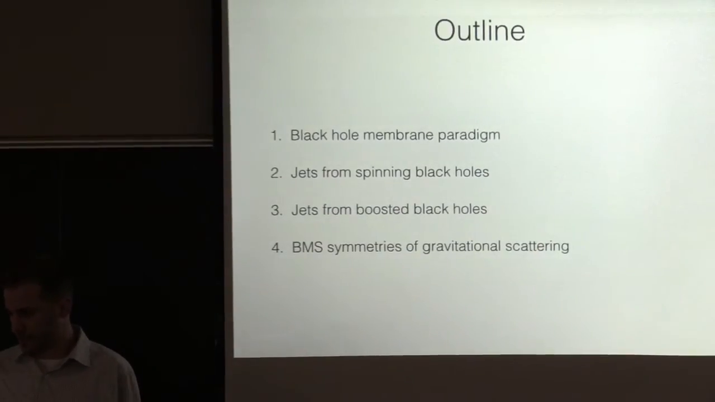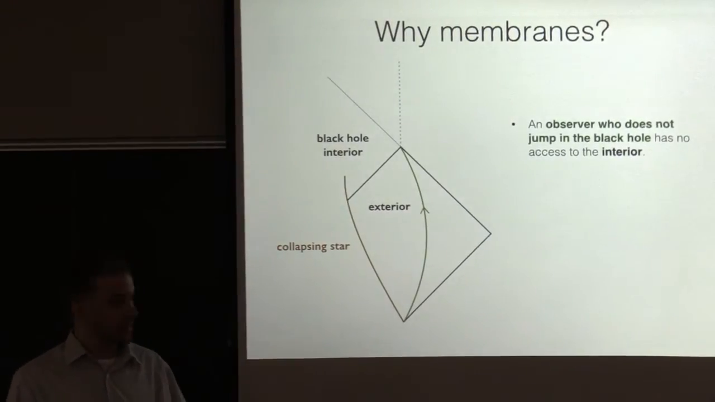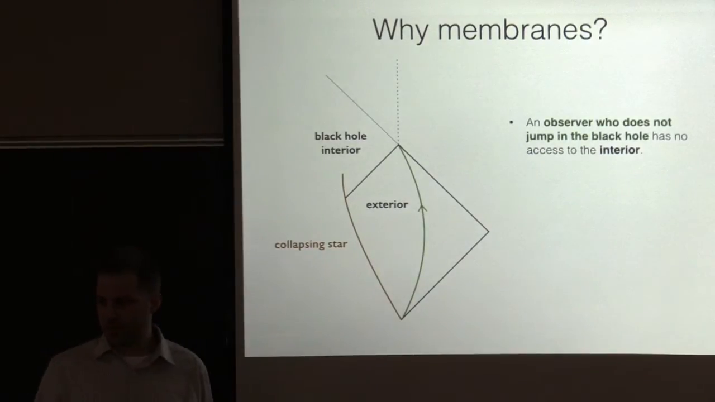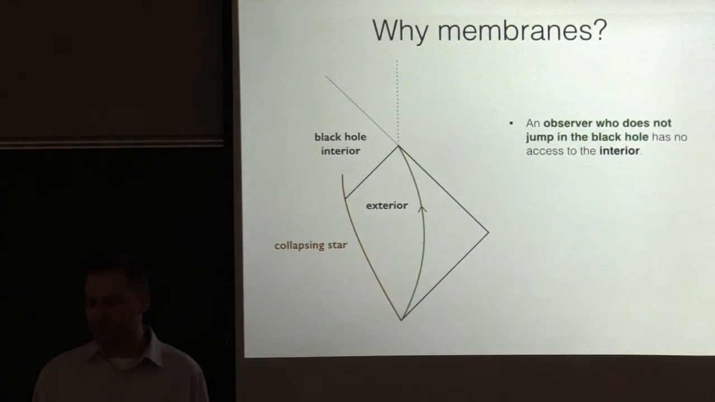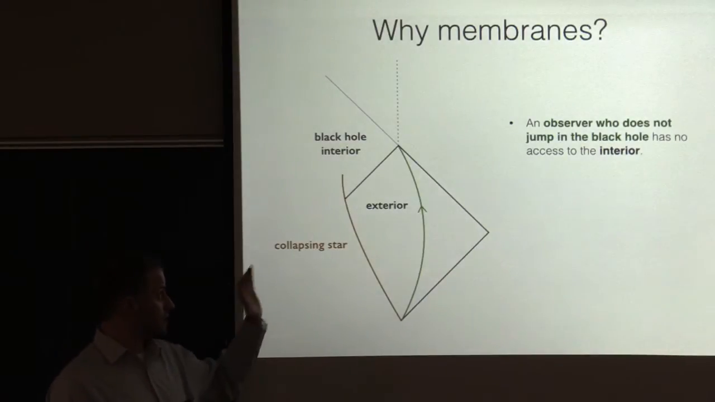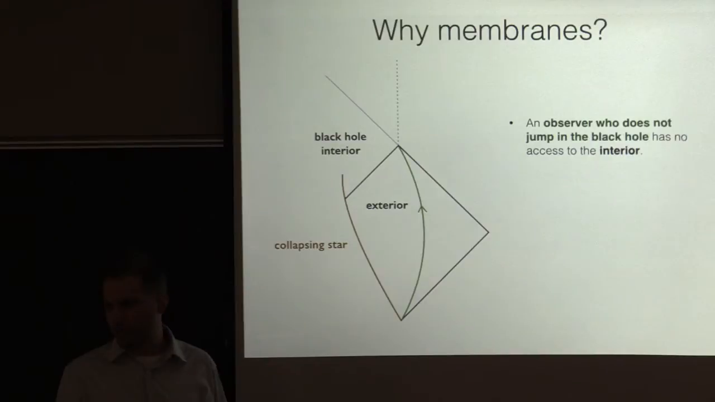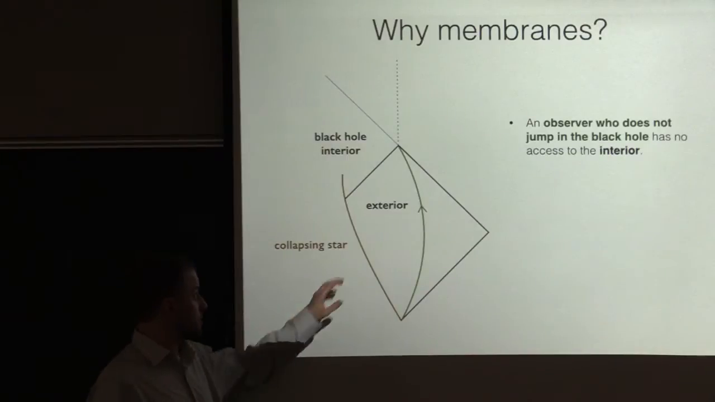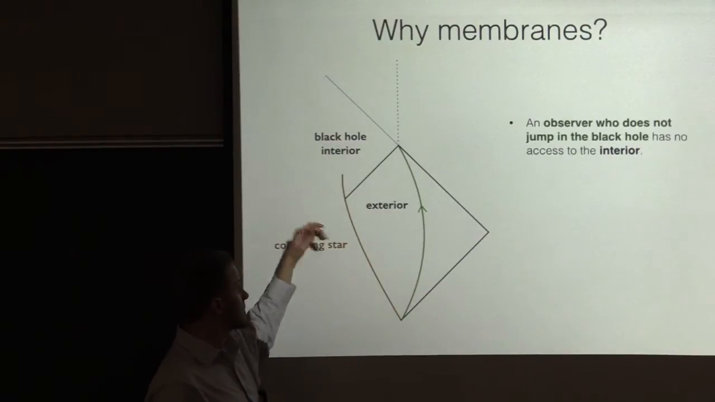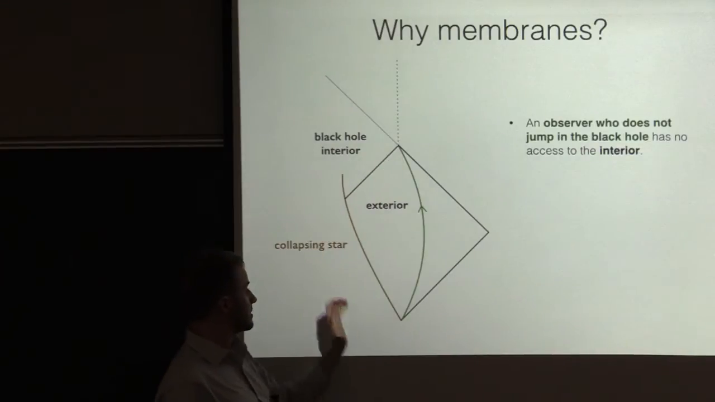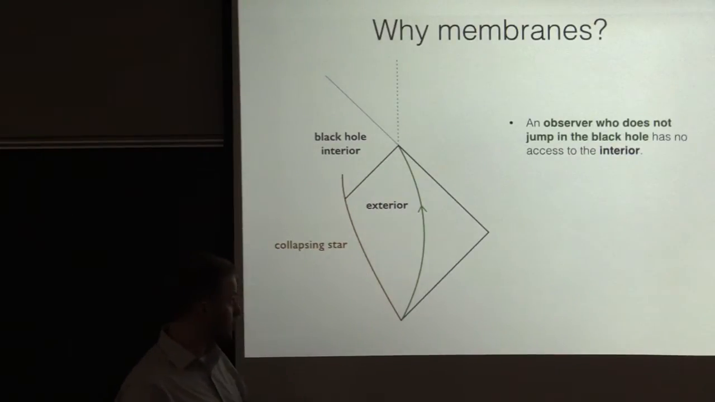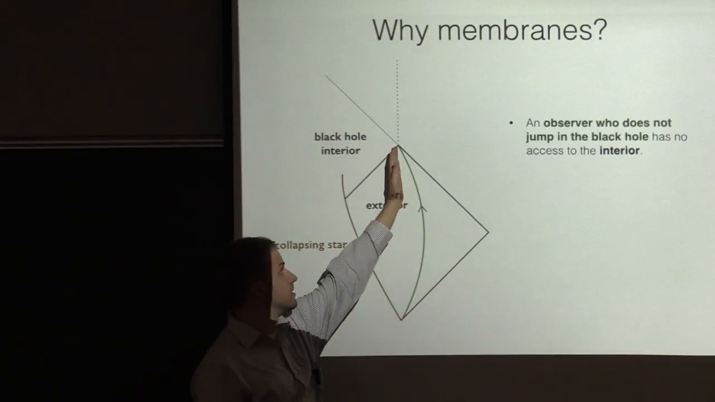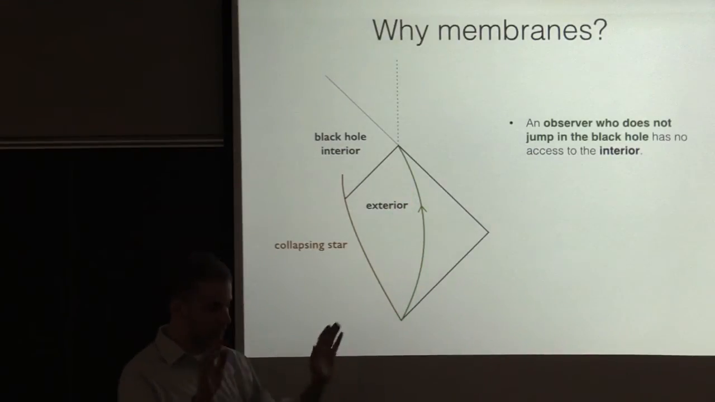Okay, so let me start by reviewing the membrane paradigm. So why would you arrive at such a thing if you were discovering it on your own? Okay, so here's the idea. This picture on the left is supposed to represent the Penrose diagram of a black hole. And the way we arrive at the membrane paradigm is we're just going to think about observers who spend their whole lives in the black hole exterior. So they never jump inside the black hole. So here's the exterior, here's the black hole interior. This diagonal line represents the event horizon. This is maybe a collapsing star that formed the black hole. And here's an example of an observer who spends their whole life in the black hole exterior. So we just want to think about those guys.